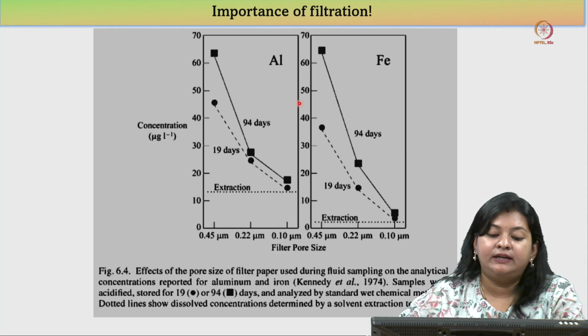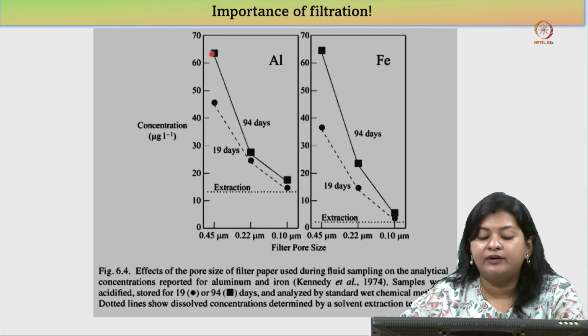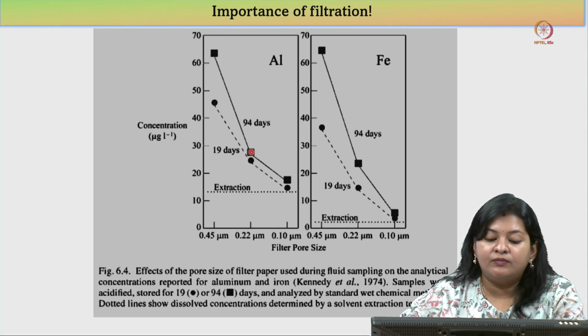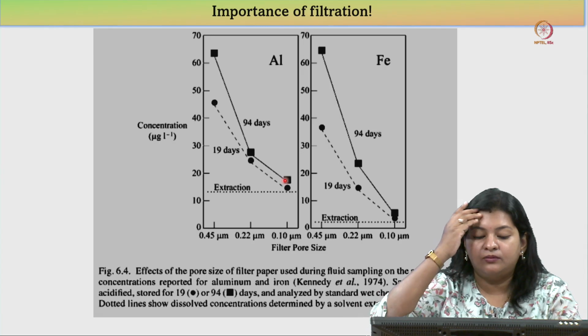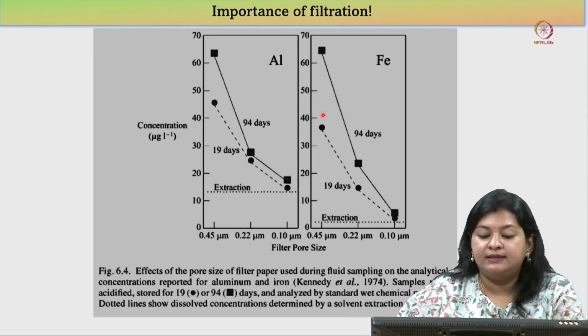After 94 days, the water was found to be around 60 to 63 microgram per liter. The same sample analyzed after 94 days was found to be a little higher for the sample filtered with 0.22 micrometer, so around 28 or 27 microgram per liter, and the 0.10 sample was again a little bit higher. What does this show? What is this trying to imply? And the same thing for iron as well.